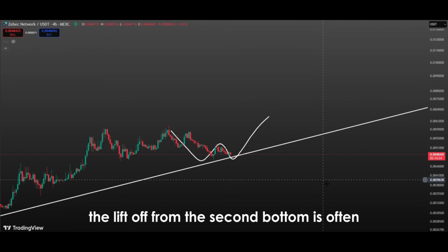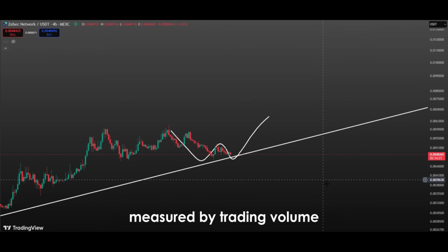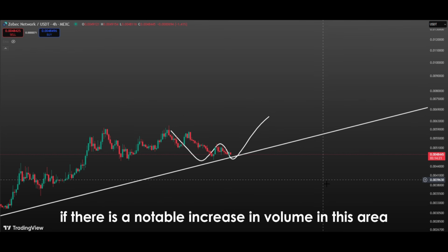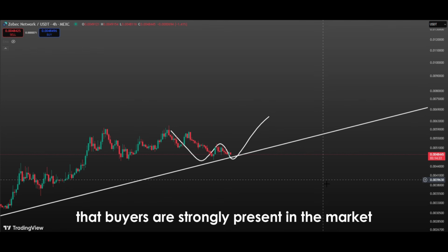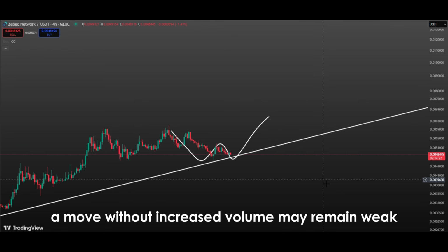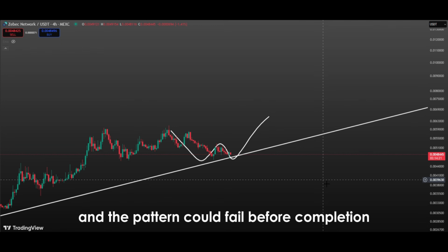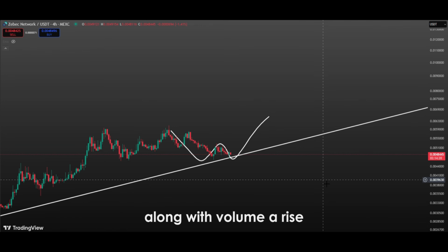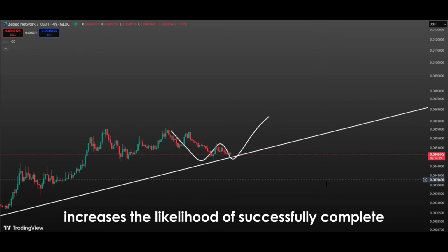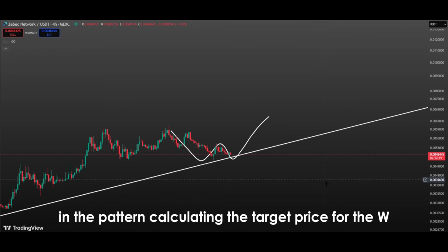The strength of the liftoff from the second bottom is often measured by trading volume. If there is a notable increase in volume in this area, it indicates that buyers are strongly present in the market. A move without increased volume may remain weak, and the pattern could fail before completion. This is why it is important to monitor the price action along with volume. A rise accompanied by strong volume increases the likelihood of successfully completing the pattern.